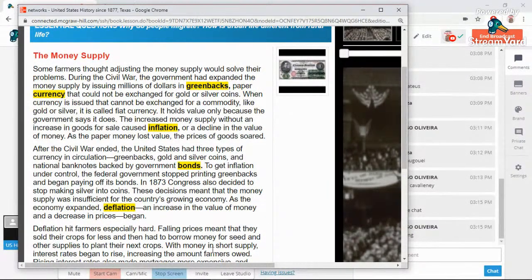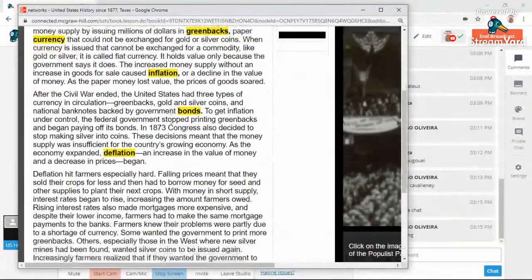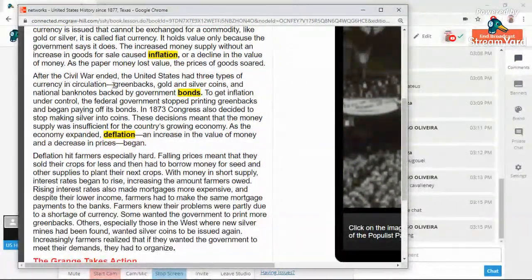Miss Summer probably teaches you about that. So if I just start to print money and give all of you money, the money doesn't have as much value because it's too much money. So after the Civil War ended, the United States had three types of currency: greenback, which is dollars, okay, gold and silver coins, and national banknotes that were backed by government bonds.